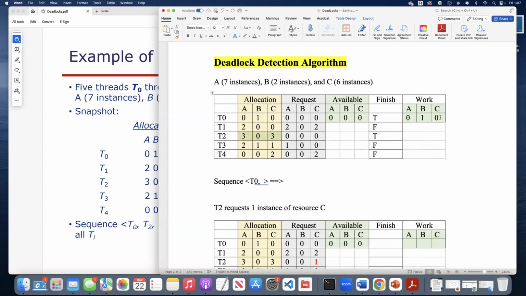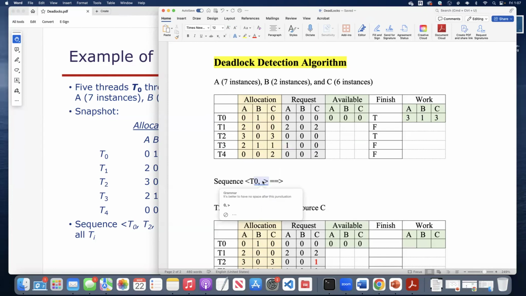303 plus 010. So now we have 3 instances of A, 1B, and 3C are available. And next one is T3. T3 is unfinished. Also, the T3's request is less than work. That means that T3 can get this required resources and start execution and then terminate.